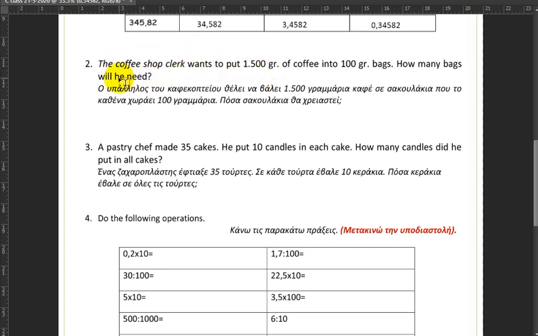Here we have the coffee shop clerk who wants to put 1,500 grams of coffee into 100 gram bags. How many bags will he need? So we want to separate 1,500 into groups of 100, which is division. We need to do 1,500 divided by 100. And to do this division, I actually do not need to involve decimal points at all, because the dividend, 1,500, has an equal amount of zeros as the divisor. So what I can do here is just erase the zeros. What I'll be left with is 15. So he's going to need 15 bags.